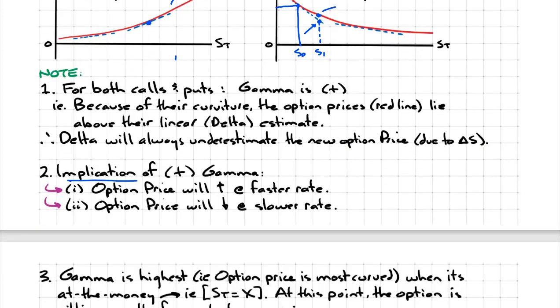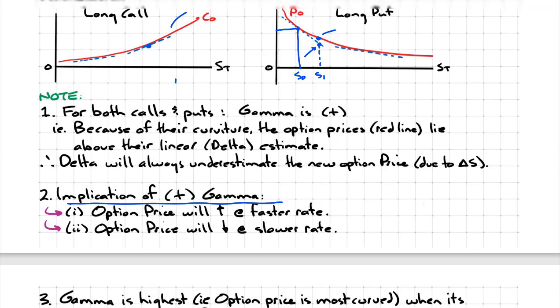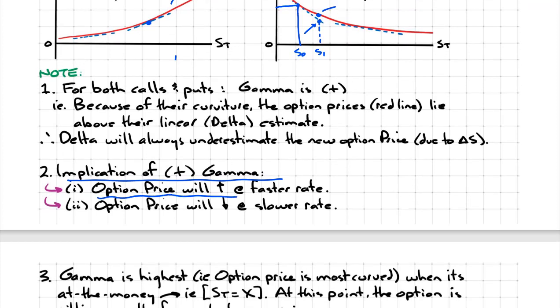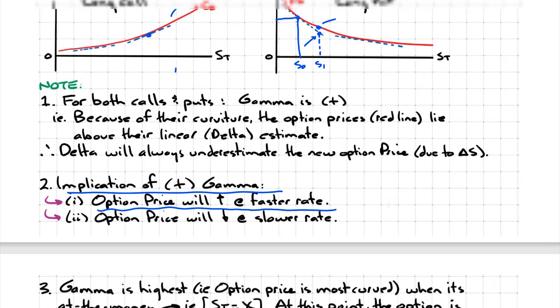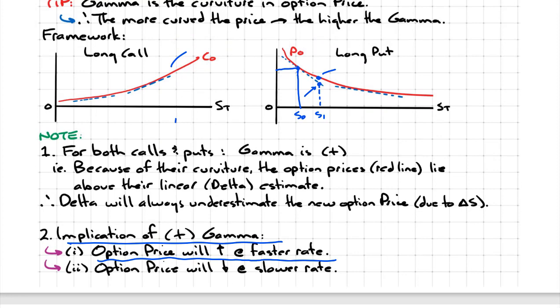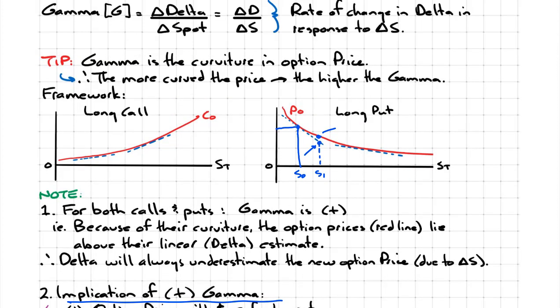So what are the implications of positive gamma? This would mean that option price will increase at a faster rate. And let's have a look at our call option as well. So you can see for an equal increase in spot price, so if spot price is increasing, you can see that the value of the call option is actually increasing at an increasing rate.